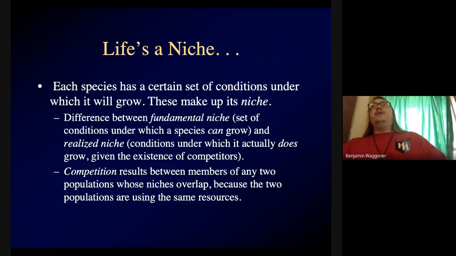That set of conditions that's going to be written on the tag of the plant that you buy at the plant outlet, what a buy, is the species niche. And the niche is just the set of conditions under which a species will grow. We'd make a distinction between what we call the fundamental niche and the realized niche of a species. The fundamental niche is the conditions under which a species can grow, and the realized niche is the conditions under which it does grow, given that you have competitors.